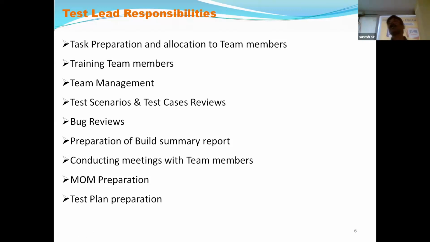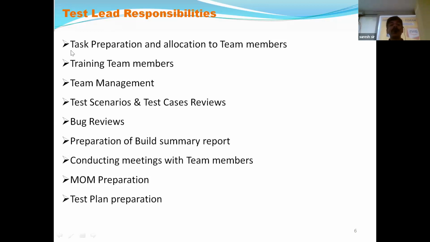When you consider the test lead, the main job role of the test lead needs to be mentioned. The main job role of the test lead is taking care of test plan activity and team handling. Team handling and the test plan, these two are the main job roles of the test lead. That is divided into different points here.